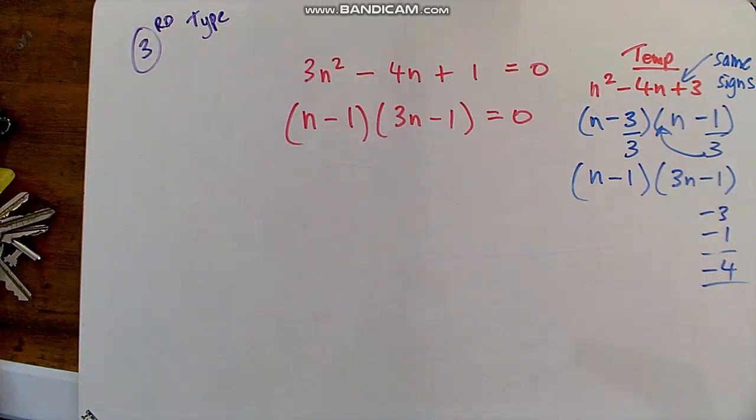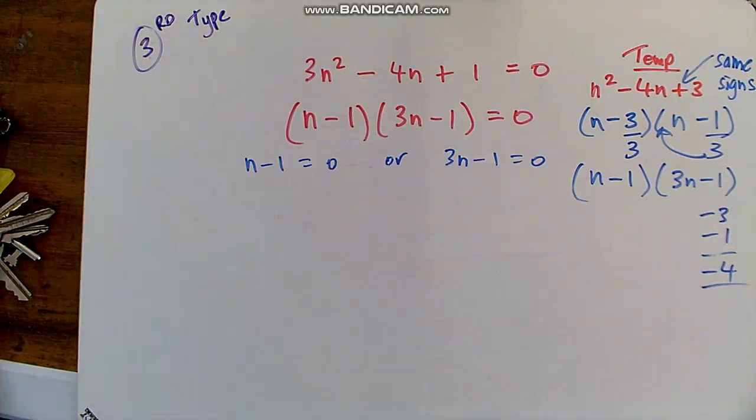Right? Let each bracket equal to 0 and solve for n. The first step will be to move that minus 1 over to the right hand side. You will get n is equal to 1.